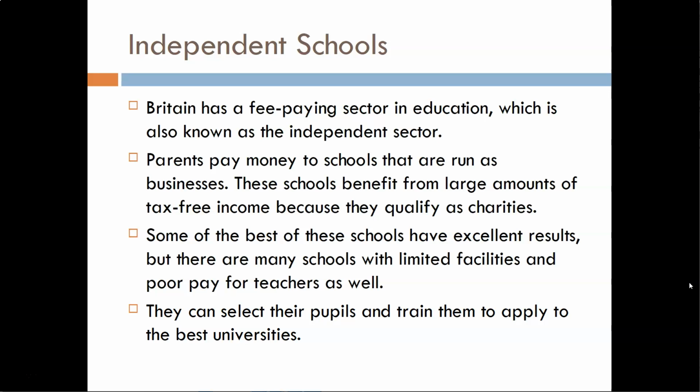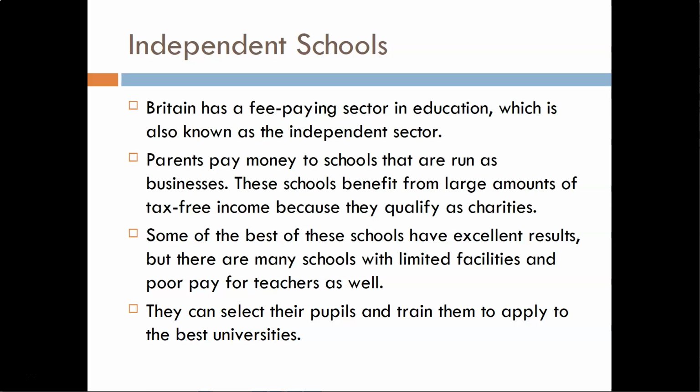Now, some of the best of these private schools have excellent results, but there are many schools with limited facilities and poor pay for teachers as well. So does that mean there's a wide variety of equality of opportunity, i.e. not equality? So there's a wide variety of access to opportunity. Some people have got access to amazing things and other people not.